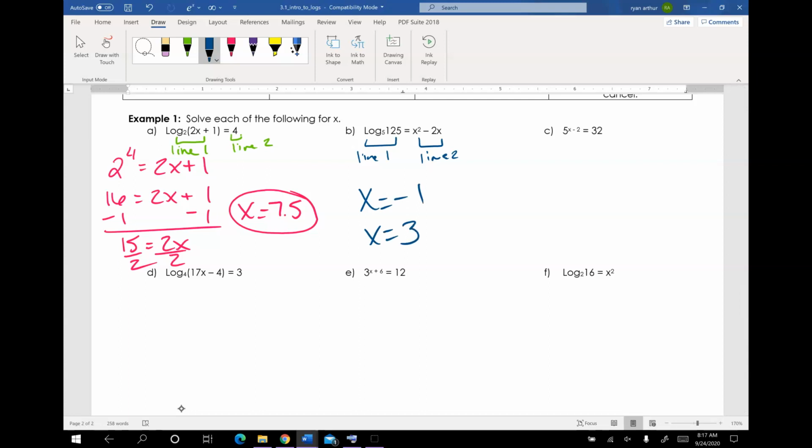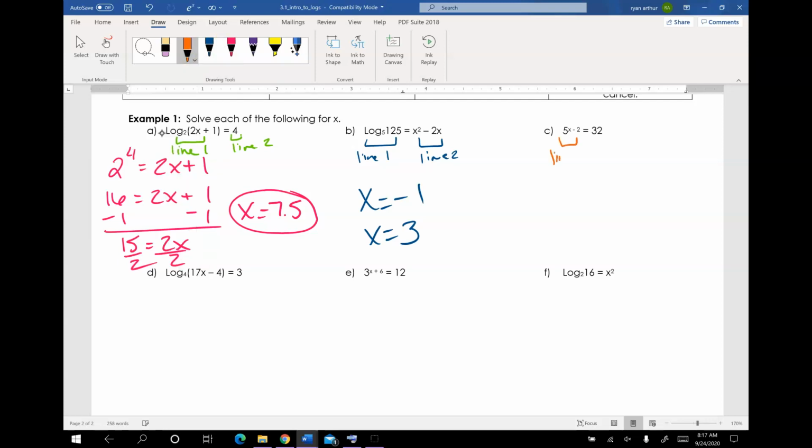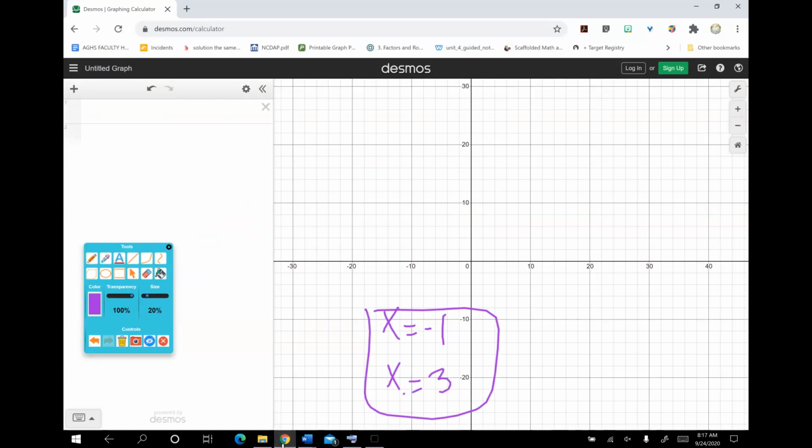So let me show you that it also solves exponentials. Let's look at C for a second, and you're going to do the same thing. Left-hand side is line 1. Right-hand side is line 2. So I've got 5 to the x minus 2 equals 32. Let's go to Desmos.